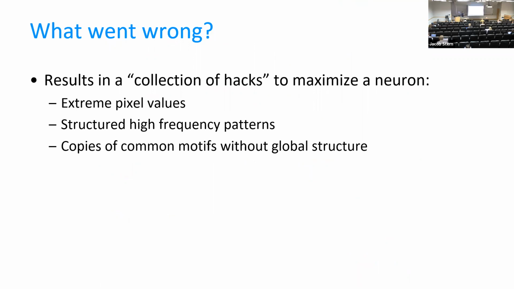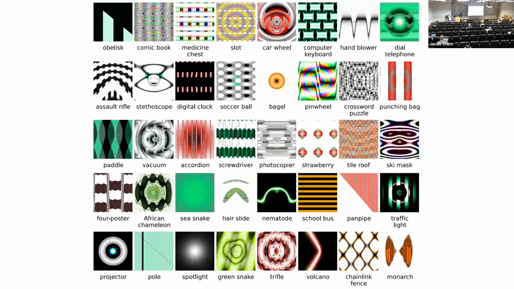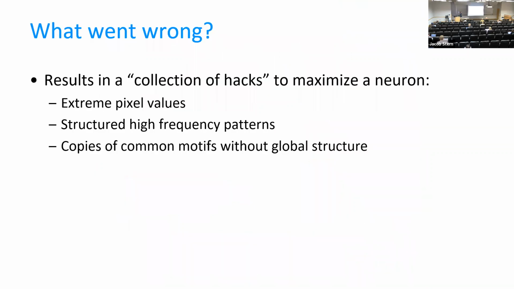Yeah, so they basically used a collection of hacks to maximize a given neuron. However, this led to extreme pixel values, structured high frequency patterns, and copies of common motifs without global structure. But these are pretty easy to identify by a human as not being the true class.